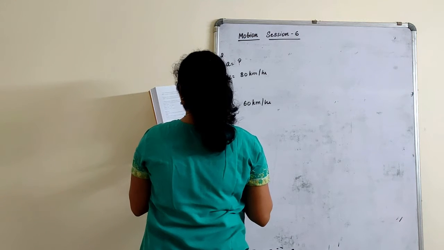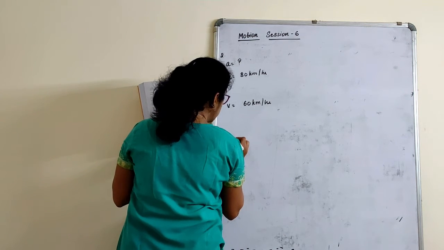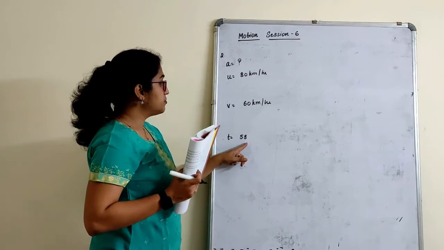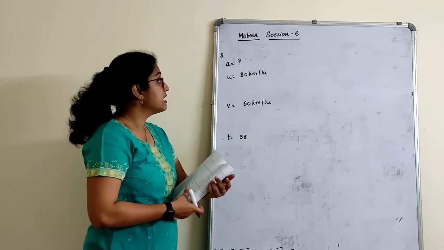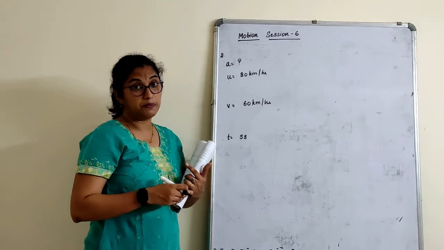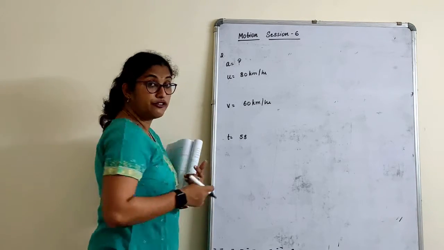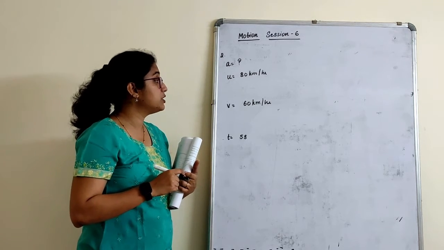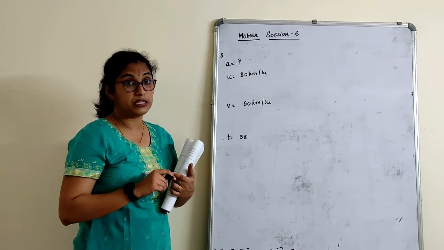Find the acceleration of the bus at time t equal to 5 seconds. Everything is given in terms of seconds, while u and v are in kilometer per hour. It is not feasible to convert 5 seconds into hours, right? Rather, we have to convert u and v into meters per second.